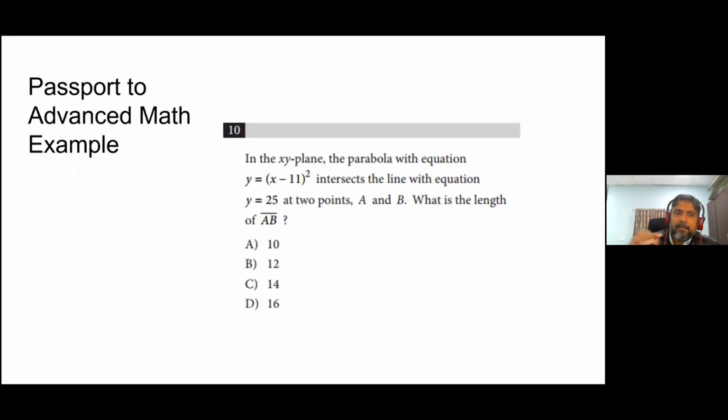This is an example. As you can see, this is the equation of a parabola. They say it intersects the line with an equation at 2 points. What is the length of that line segment? So obviously you must have a very clear idea how to plot a straight line and how to plot a parabola on your graphing calculator, and how to find this distance AB or the points of intersection. Obviously the calculator is a big help in a lot of questions, and you must have proficiency in using a graphing device for this particular section.